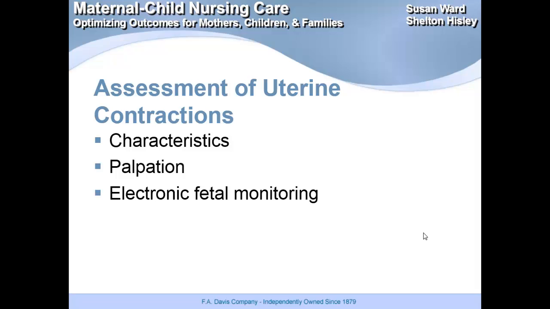So we want to assess the contractions. We want to assess the characteristics, like the frequency, that's the beginning of one contraction to the beginning of the next contraction. The duration is how long it goes on, and then the intensity. Is it mild, moderate? Is it a strong contraction? Then palpation. This is where you're going to put your hand on the fundus of the uterus and feel the contractions.